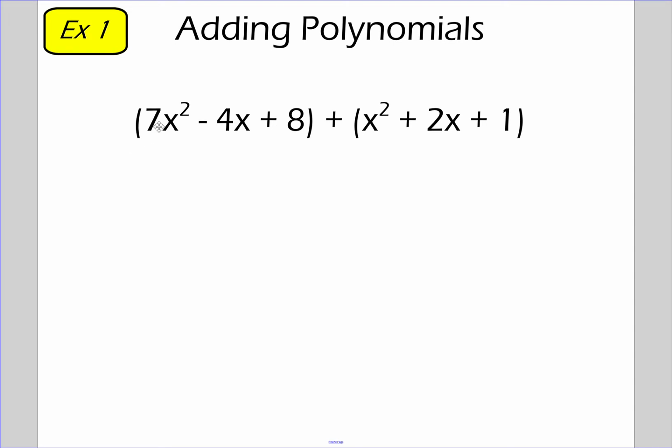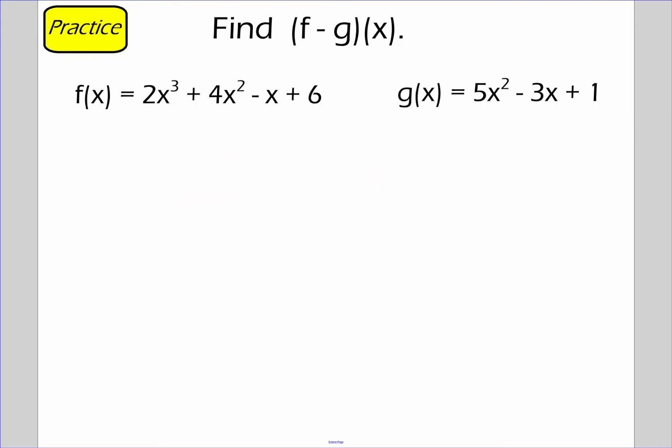So we're going to have 7x squared plus x squared gives us 8x squared. Negative 4x plus 2x gives me negative 2x. And 8 plus 1 gives me 9. So we can see we've taken two quadratics, added them together, and we've gotten another quadratic. We should kind of expect that, I suppose. Let's take a look at the next one.